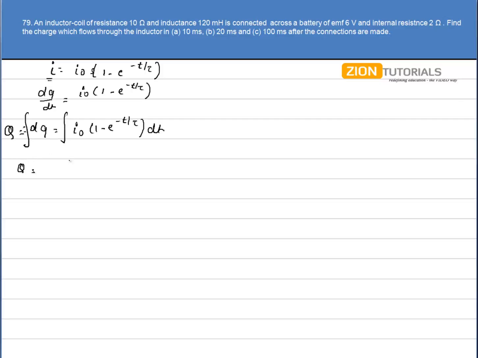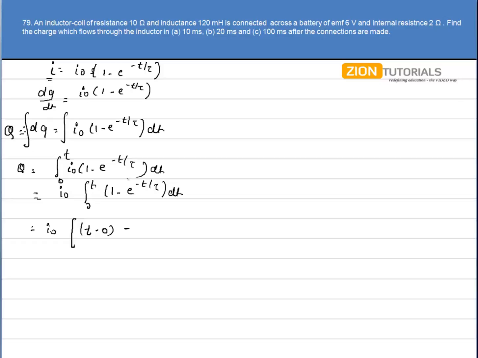So Q comes out to be the integral of I naught 1 minus e to the power minus t by tau dt, from, let's say, 0 to time t. So on integrating, I take I naught out of the integration, so it is simply the integration from 0 to t of 1 minus e to the power minus t by tau dt. So I have the integration of 1 as t, and substituting the limits I have t minus 0, minus the integration of this term, that is the integration of e to the power minus t by tau.